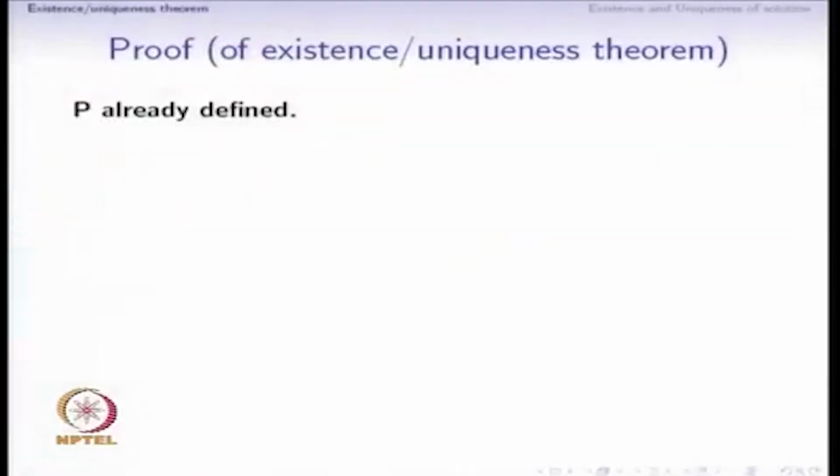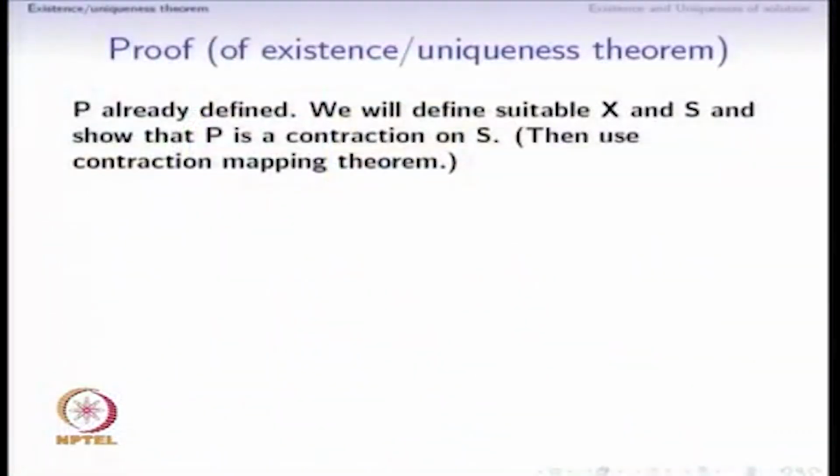So how do we use the contraction mapping theorem for the proof of existence and uniqueness? We already defined the operator P. We will now define a suitable X and the subset S, and we will show that this operator P we already defined is a contraction on S, and then we will use the contraction mapping theorem.